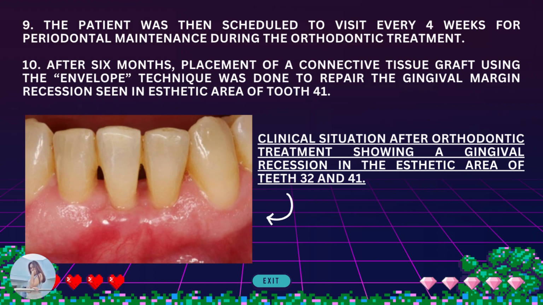10. After 6 months, placement of a connective tissue graft using the envelope technique was done to repair the gingival margin recession seen in the aesthetic area of tooth 41. A picture below shows the clinical situation after orthodontic treatment, showing a gingival recession in the aesthetic area of teeth 32 and 41.